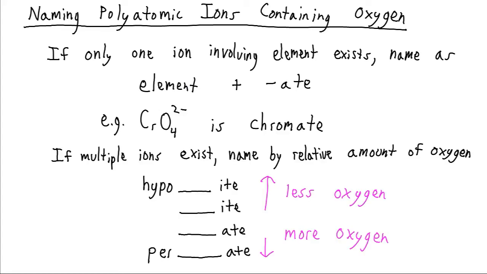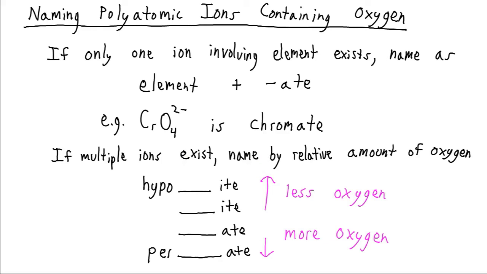In that case, we are going to distinguish the different versions by reference to how many oxygens are present. So this is our default choice. We will always have this ate. But if we have one that has less oxygen, we will also have an ite. So we'll have an ate and an ite. Now if we have a third element with even less, then we'll call it hypo to distinguish. We have even less than before.